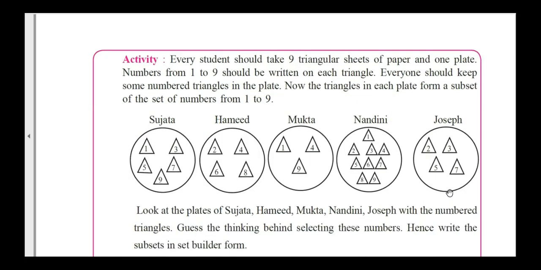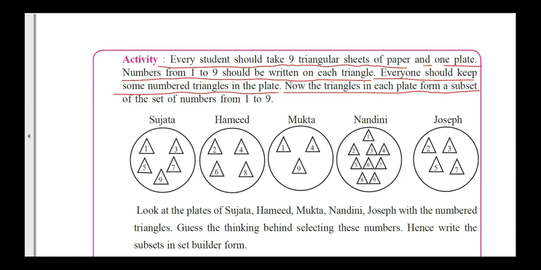Now see this. Next activity. Every student should take 9 triangular sheets of paper and one plate. The numbers from 1 to 9 should be written on each triangle. Everyone should keep some numbered triangles in the plate. Now the triangles in each plate form a subset of the set of numbers 1 to 9.